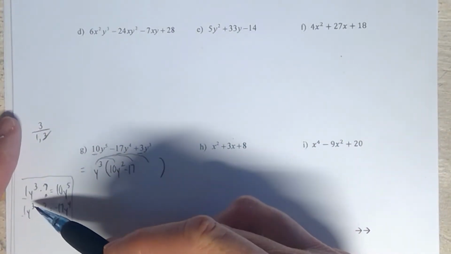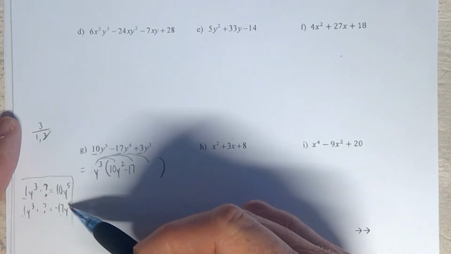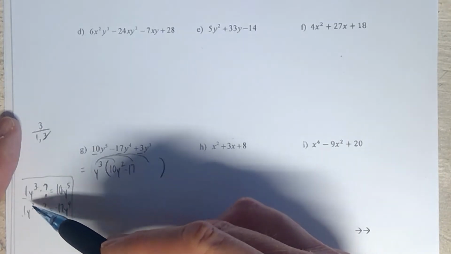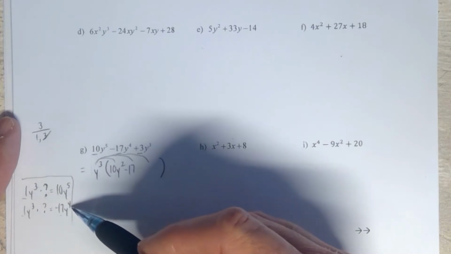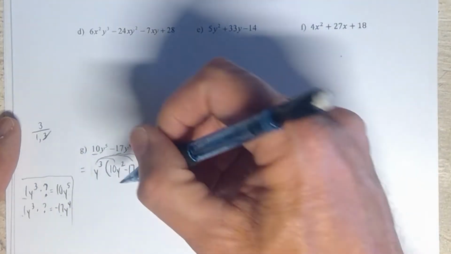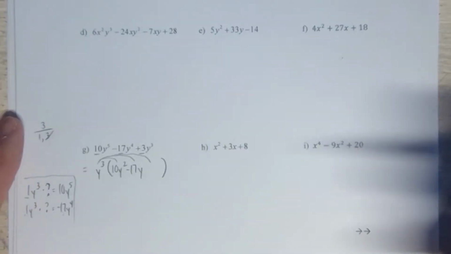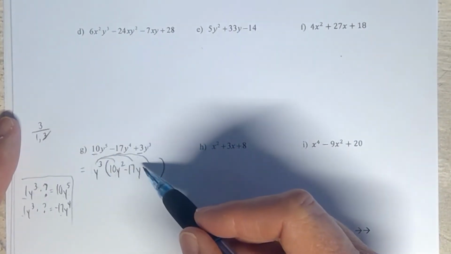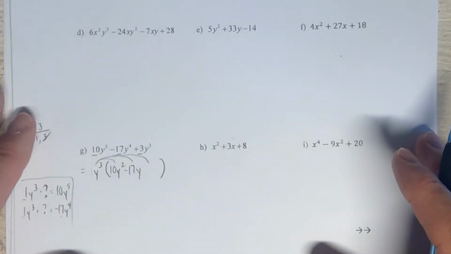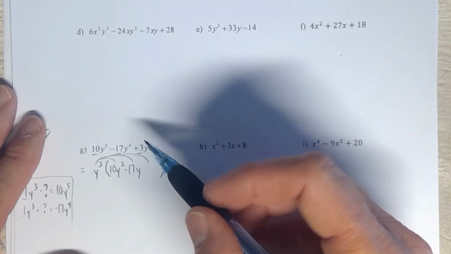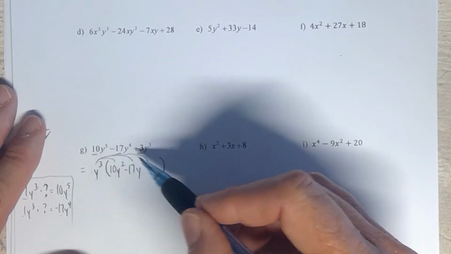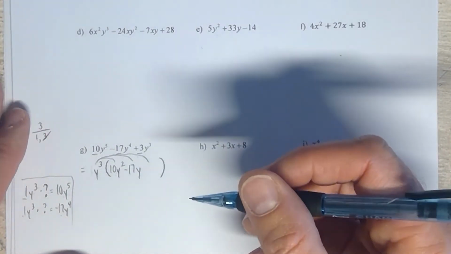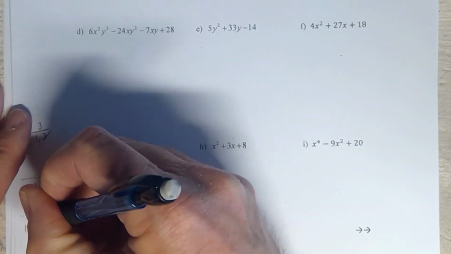And then y to the third, since it's a smaller exponent than this one, we can multiply by something so that when we add the exponents, it's equal to y to the fourth. Wouldn't that be equal to y to the first? Because 3 plus 1 gives you the y to the fourth. And then finally, y to the third times what is equal to 3y to the third?